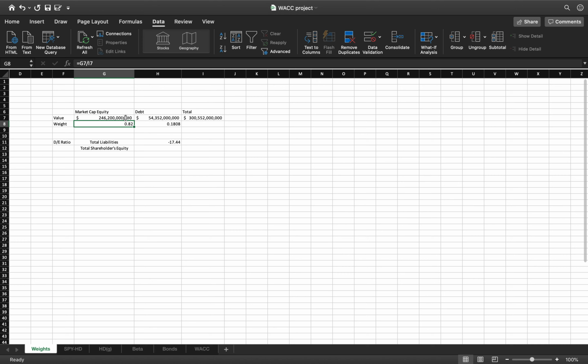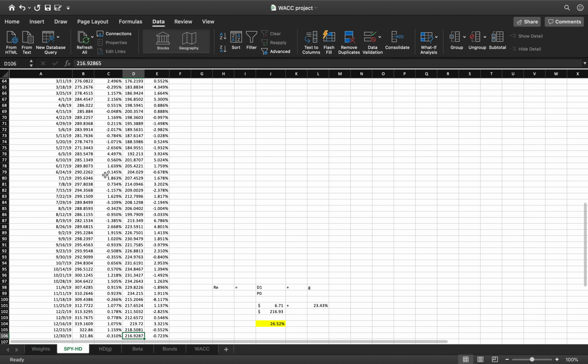Once you do this, you divide each of the values for market cap equity and debt by the total value, as you see here highlighted, and that gives you 0.82 for your weight for market cap equity, and then for debt it's going to be 0.1808.